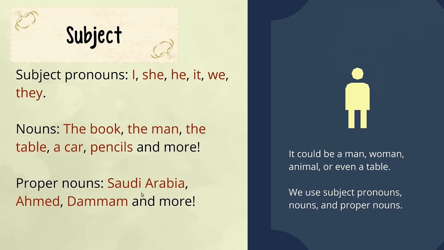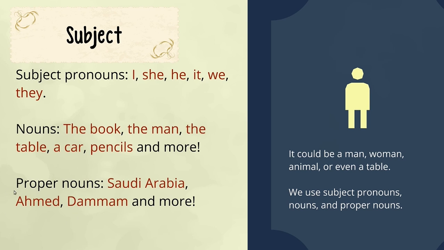The proper nouns are kind of different. They must start with a capital letter. So we need to capitalize the first letter, and they refer to a country. So it is a name of a country, a name of a city, a name of a person, a name of a university, a name of a company, a name of an institute. So yes, we need to capitalize them, and they are called proper nouns.